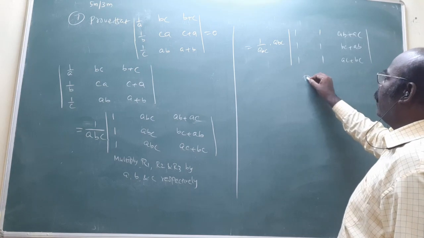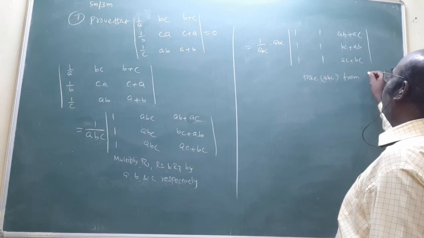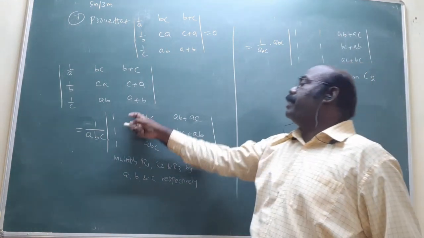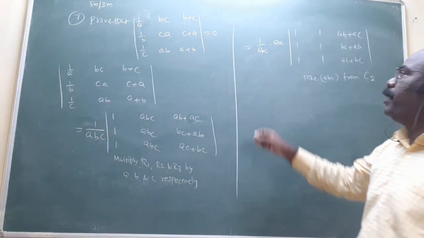What is the reason? Give the reason. Take ABC from C2. Am I right? This is the second column. In the second column only ABC is common. So ABC cancel.